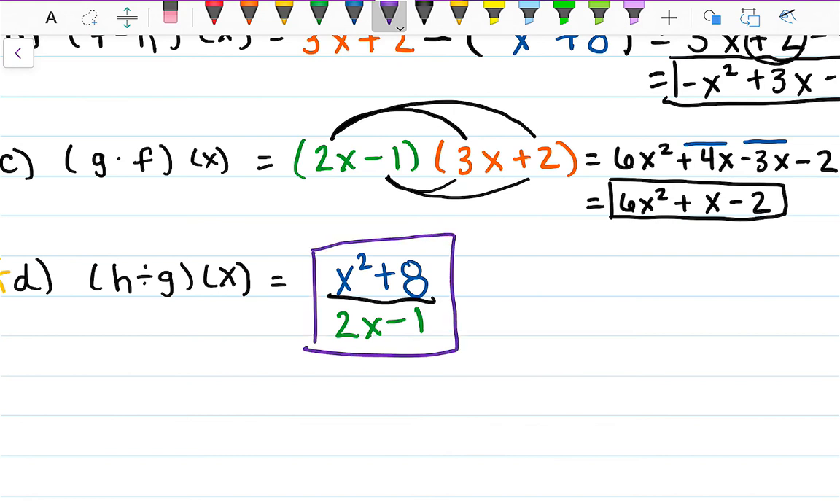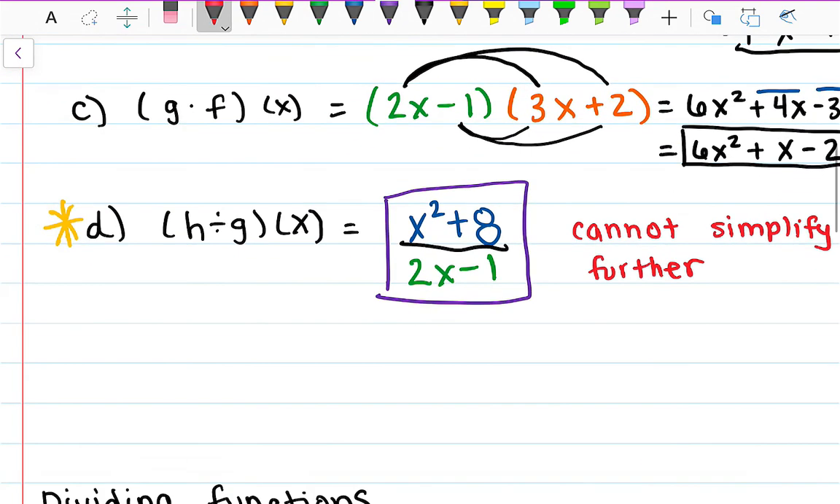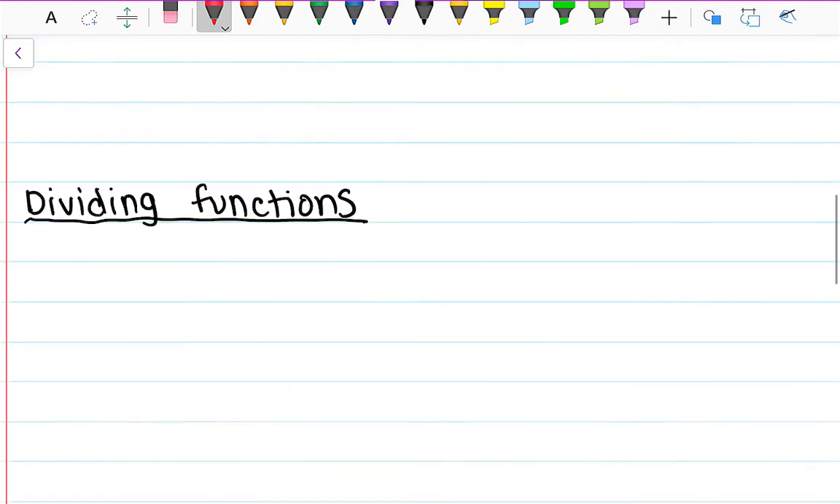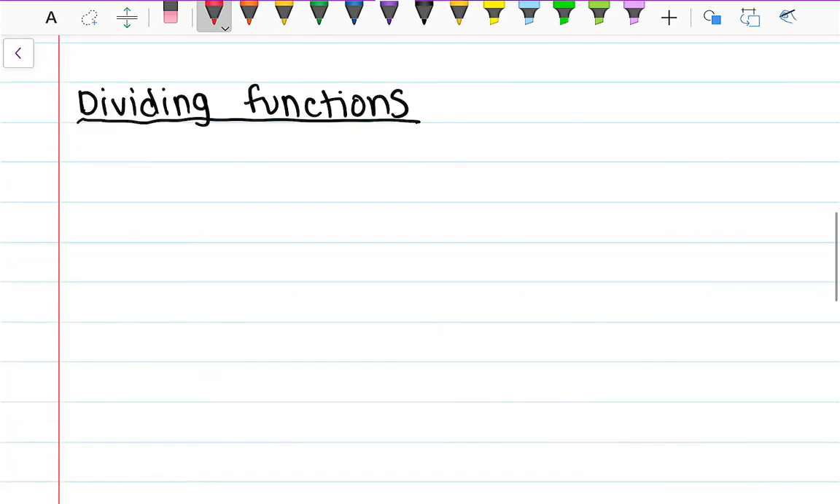So I'm going to put a little note right over here: I cannot simplify further. So when you can't simplify further, that's going to be your answer. So let's look at a couple of examples of what it would look like if you can simplify. Okay, so let's see, our first example.